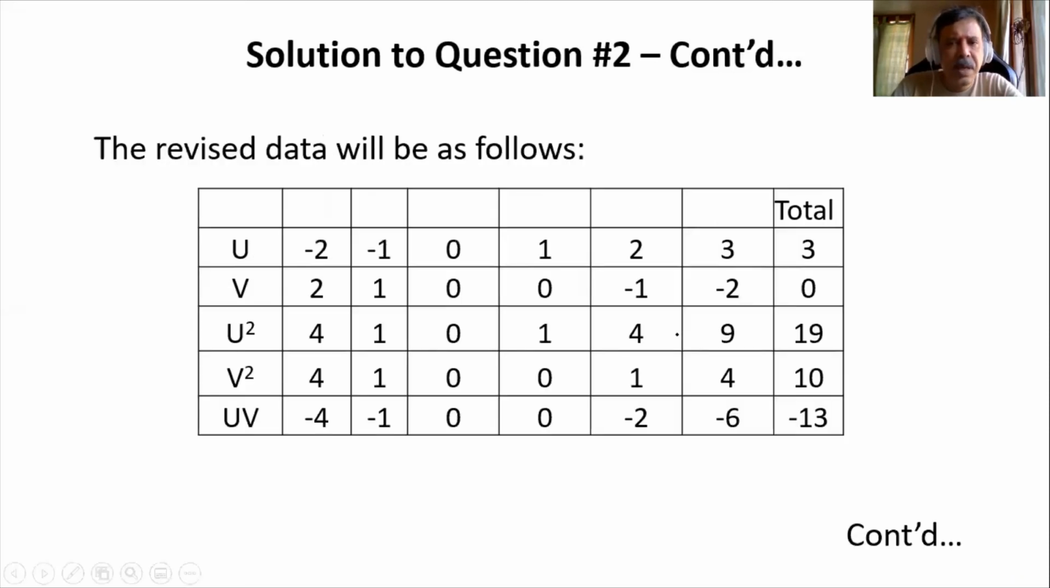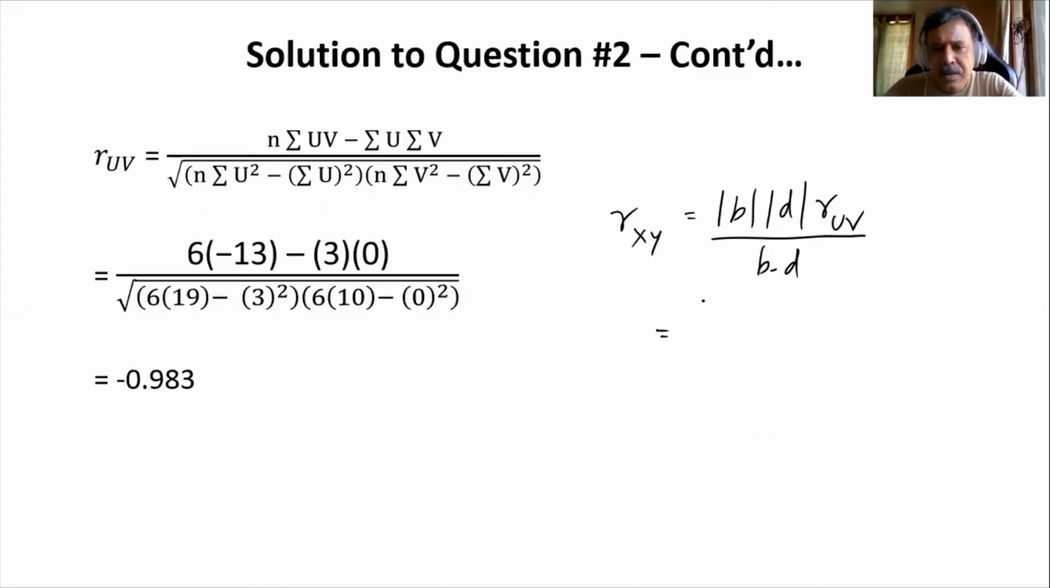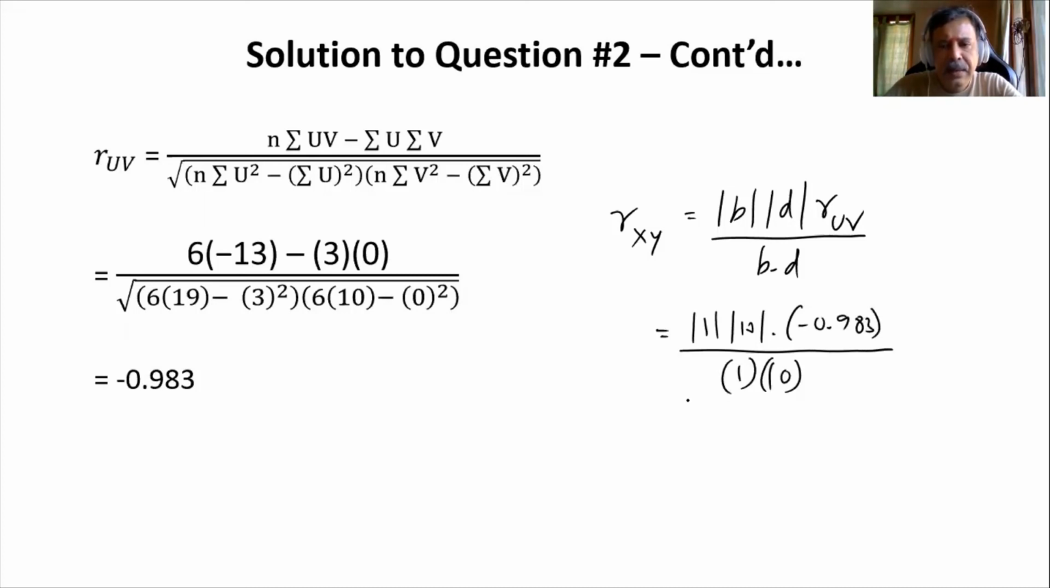In our case, what is b? b is the scale of x, which is 1, and d is 10. So modulus of 1, modulus of 10 into negative 0.983 divided by 1 into 10. So this modulus of 1, modulus of 10 is also 1 and 10 only. So I can straight away cancel this. So even r xy will be the same as r uv. So that's the solution for this particular problem.